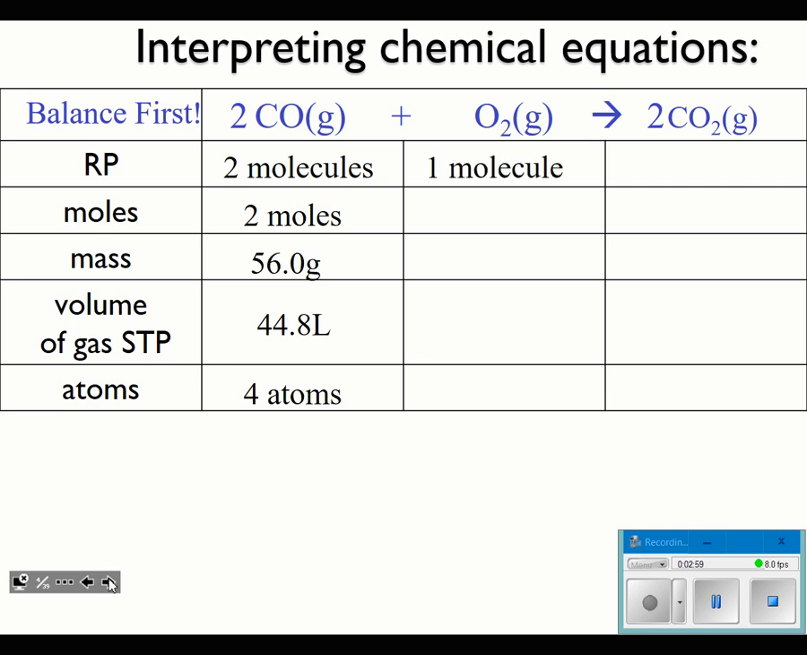So here we have 1 molecule, we have 1 mole, we also would have 32 because 16 times 2 would be 32 grams. We have 22.4 liters, and we have 2 atoms.